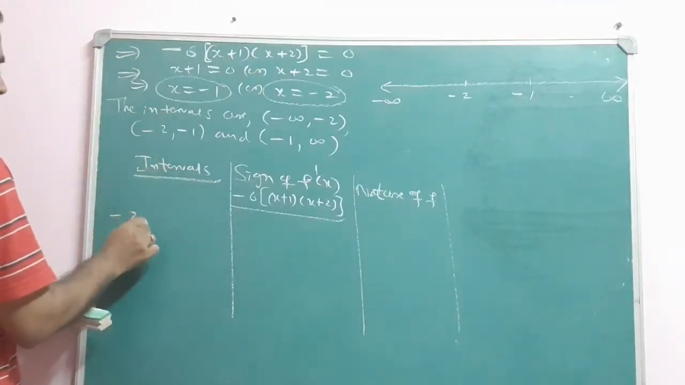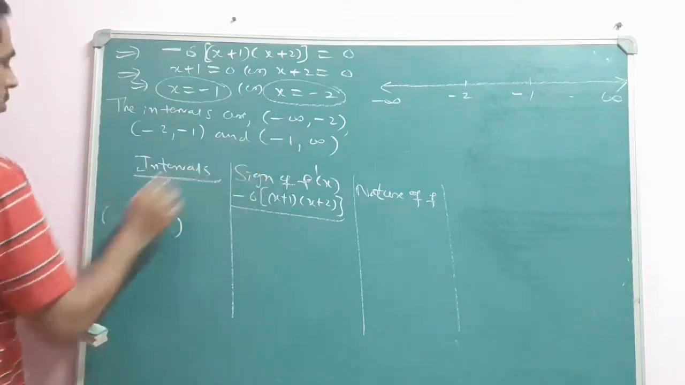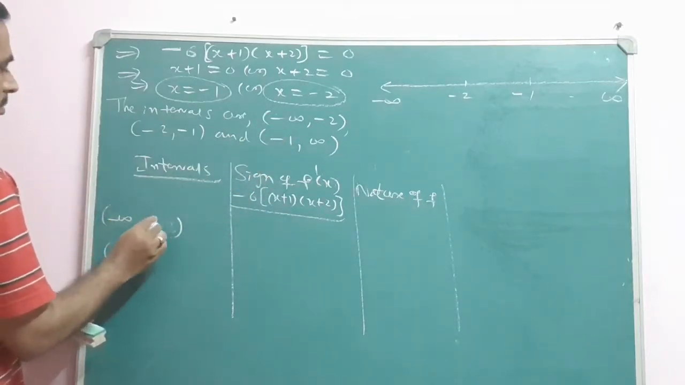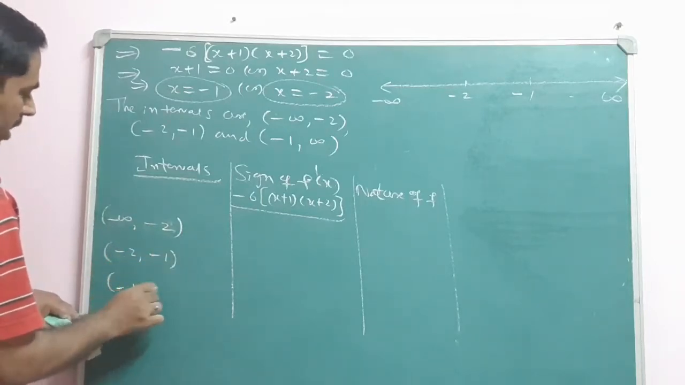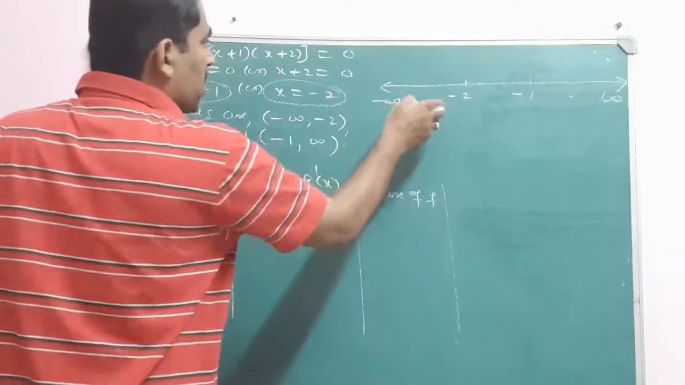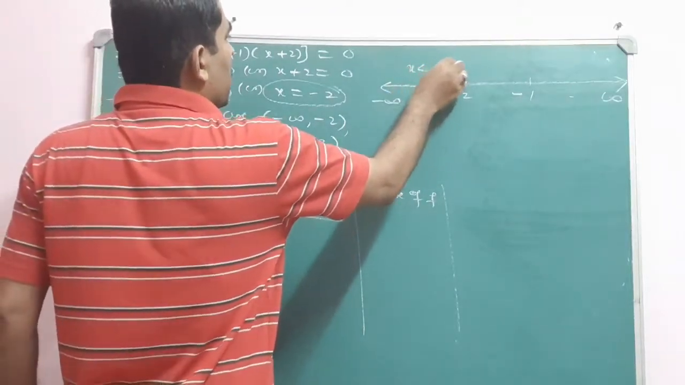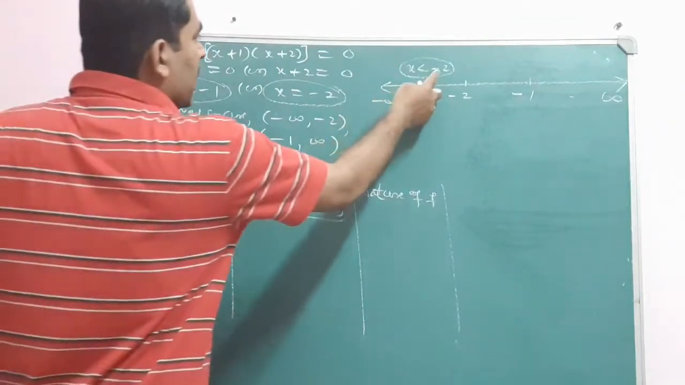The first interval, I will write: minus infinity, minus 2. Then minus 2, minus 1. Then minus 1, infinity. Okay, so let me take them one by one. Let us take this: if x is less than minus 2. The open interval minus infinity, minus 2 means x is less than minus 2.